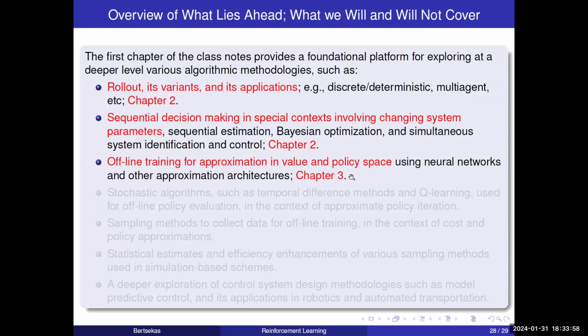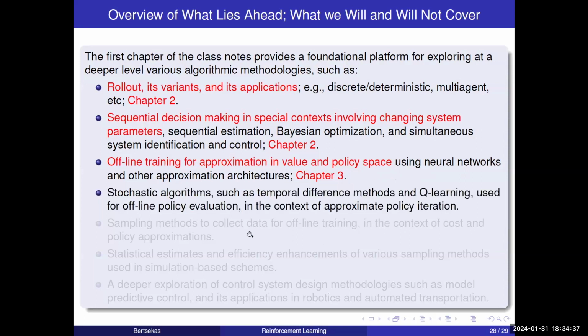Chapter 3, which is going to be probably 3 lectures, at least 3 lectures in this class near the end or at the end, is going to deal with offline training for approximation in value space and approximation in policy space, using neural networks, perhaps even GPTs, even if we can understand them by that time. Otherwise, it's going to be for a future offering of the course. Well, neural networks and their training is discussed in chapter 3, at least the principles of the training of neural networks.